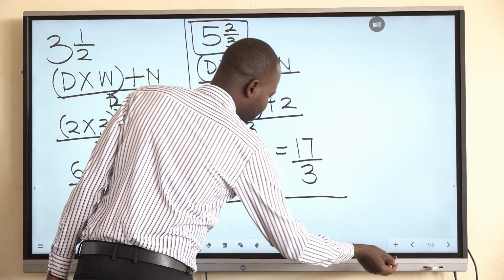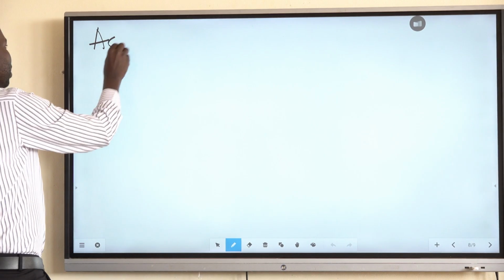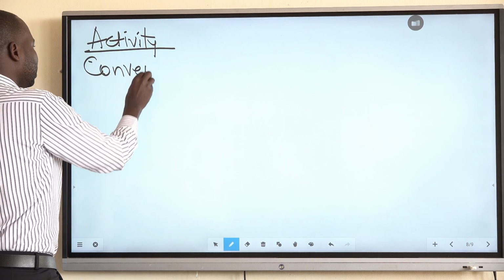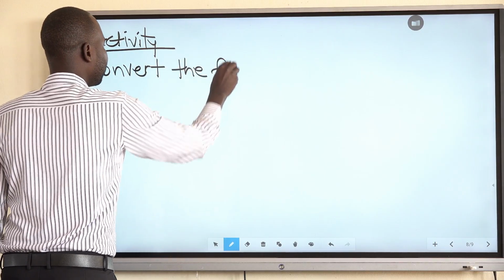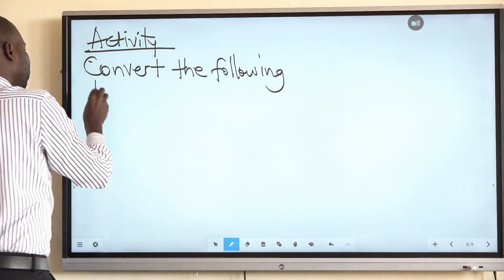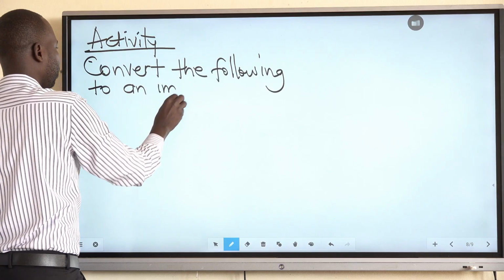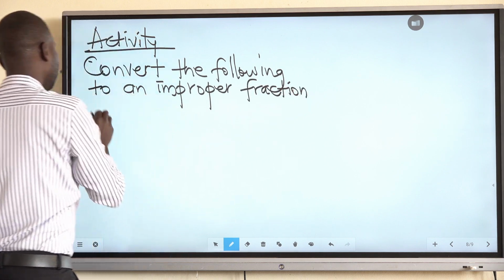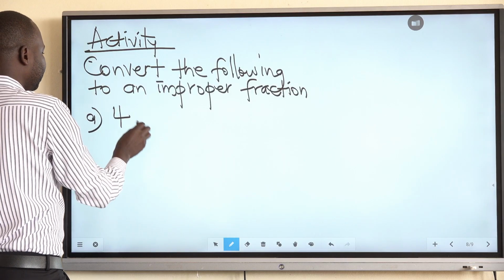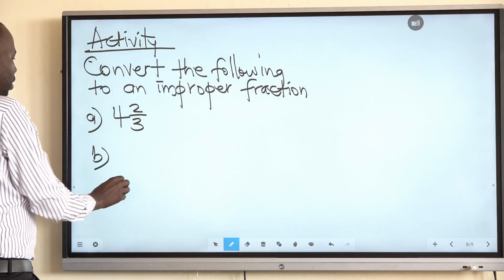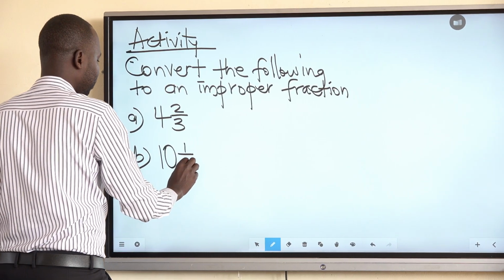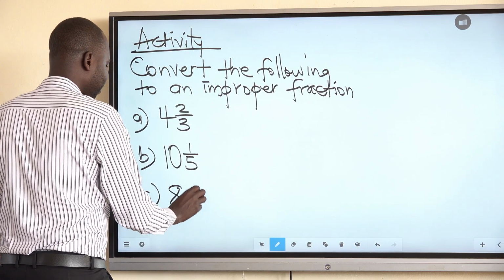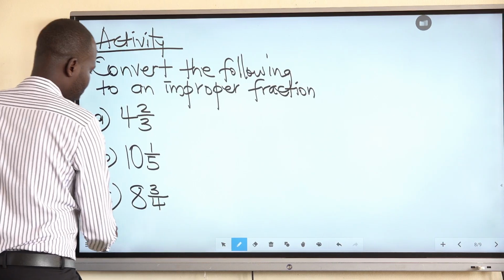And this is our last example. Under this one, I'm also giving numbers for my learners to try. A question can be set just like: convert the following to an improper fraction. A can be given as 4 whole number, 2 out of 3. B will be 10 whole number, 1 out of 5. And C, you are going to try this one, 8 whole number, 3 out of 4. These will be your trial numbers.